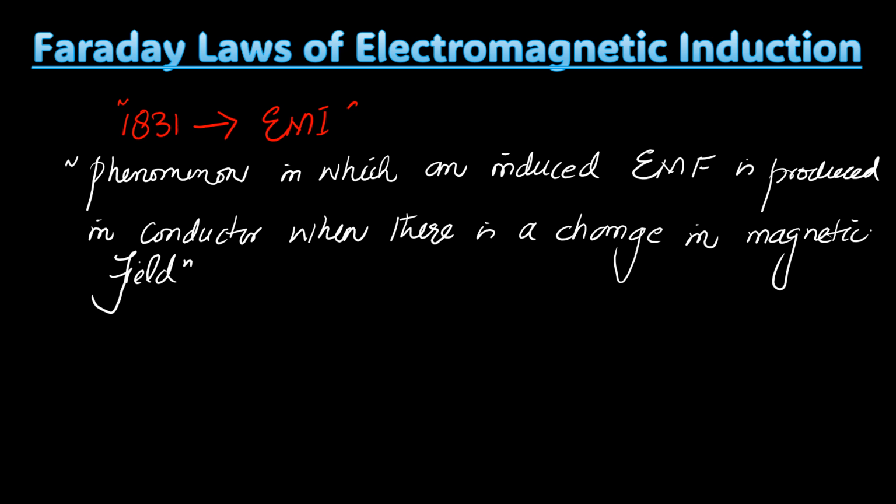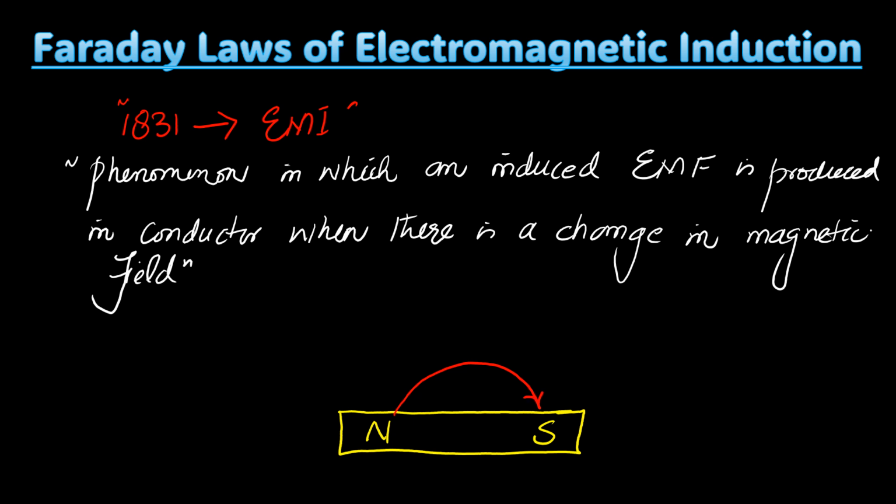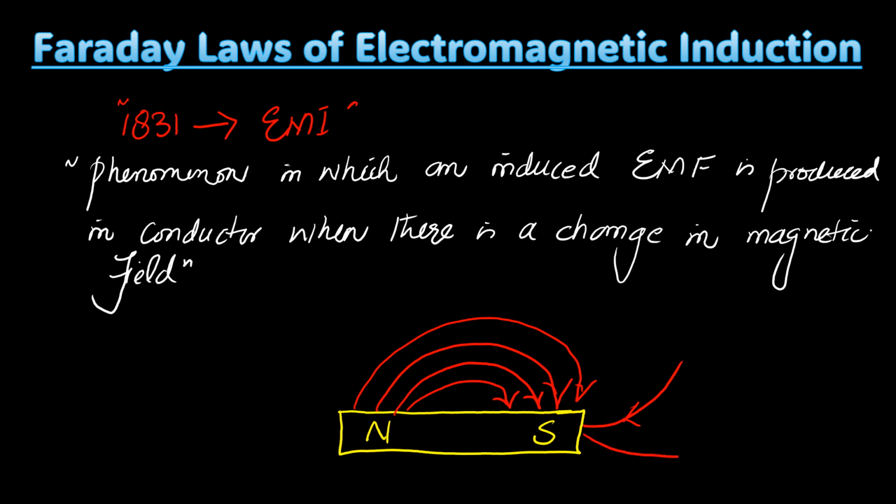So as we know, dear student, a magnet has two poles. One pole of the magnet is known as the north pole and the second pole is known as the south pole. Magnetic field lines are generated from the north pole of the magnet and go toward the south pole like this, whereas at the south pole the field lines are directed inward toward the south pole like this.